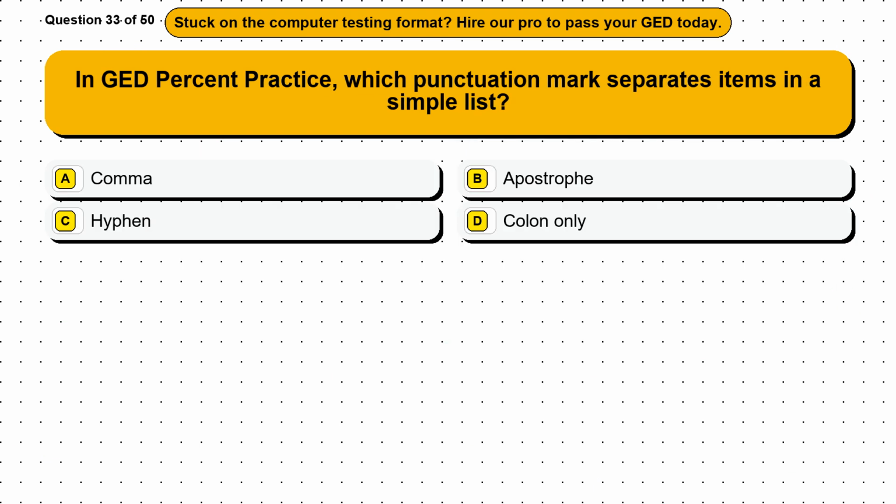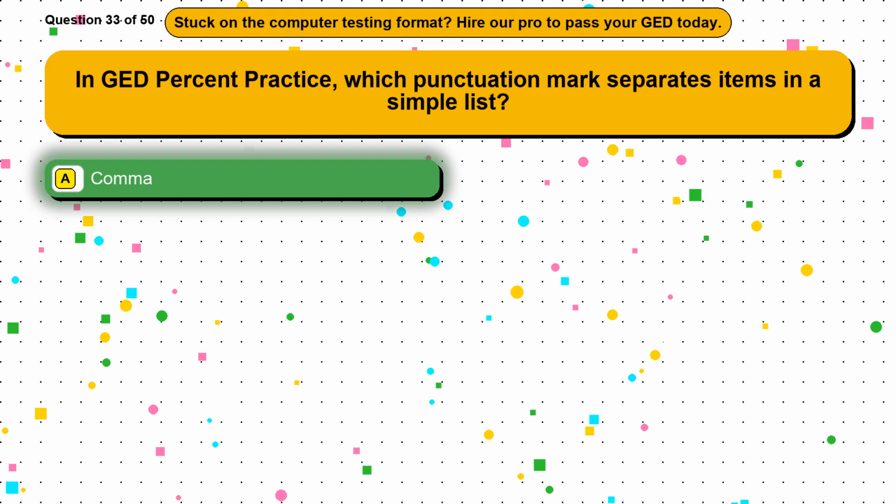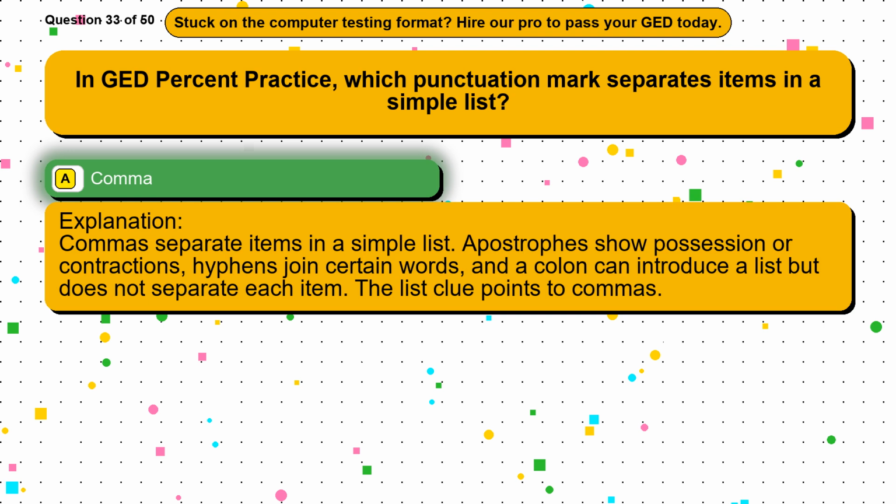Question 33. In GED Percent Practice, which punctuation mark separates items in a simple list? Option A, comma. Option B, apostrophe. Option C, hyphen. Option D, colon only. The correct answer is option A, comma. Commas separate items in a simple list. Apostrophes show possession or contractions, hyphens join certain words, and a colon can introduce a list but does not separate each item. The list clue points to commas.